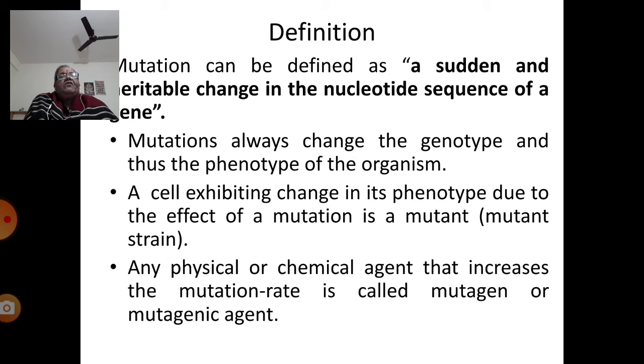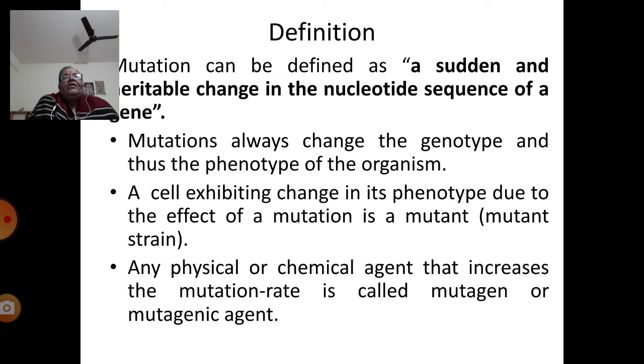In the first chapter you have learnt about the concepts of genotype, phenotype and phenocopy, right? So any change in genetic material is manifested on the phenotype of an organism, right? And that's how you will see the phenotypic changes due to mutations. Then a cell exhibiting change in its phenotype due to the effect of a mutation is called a mutant variety or mutant strain. And not all the time mutations are natural.